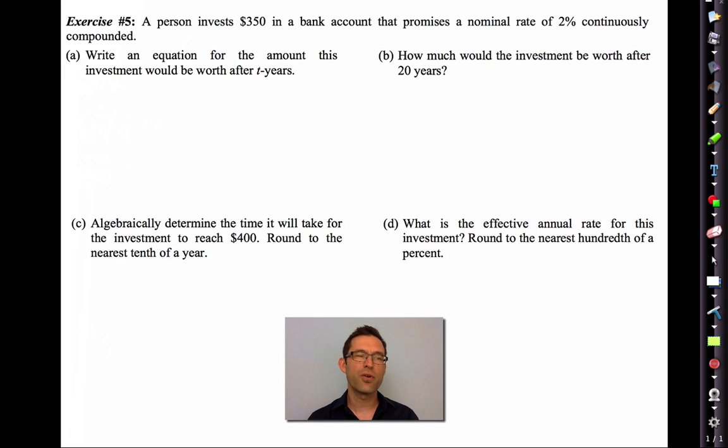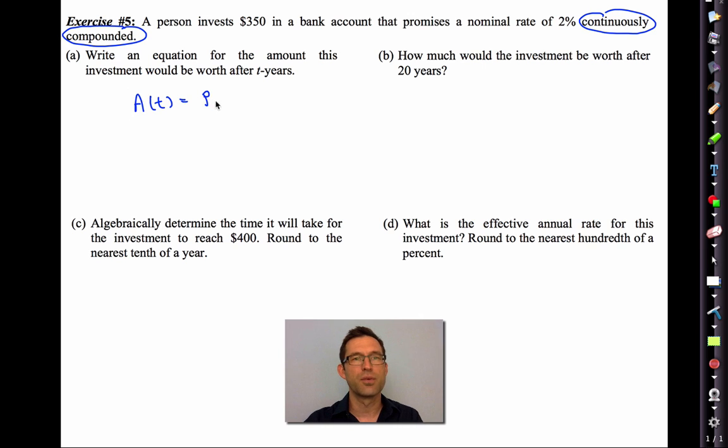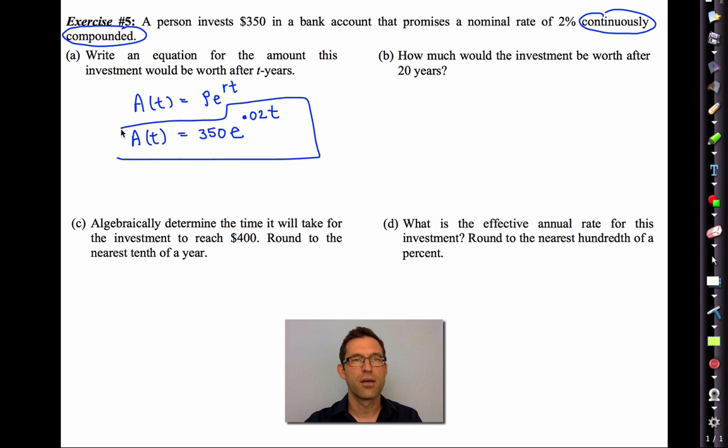A person invests $350 in a bank account that promises a nominal rate of 2% continuously compounded. Write an equation for the amount this investment would be worth after t years. Well, as soon as we see this continuously compounded, what we need to do is write down our PERT formula. A of t equals P e to the rt, and we just have to fill in the blanks. The principal is $350. e is just e. And r in this case is 0.02t. All right, that's it. That's the whole deal.